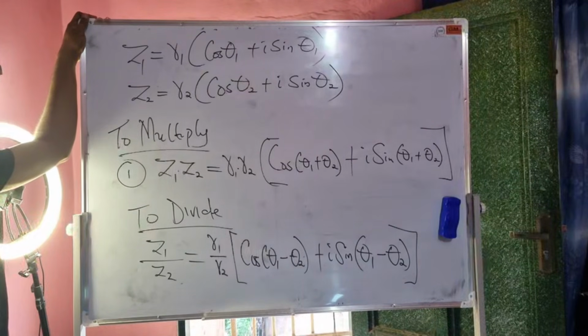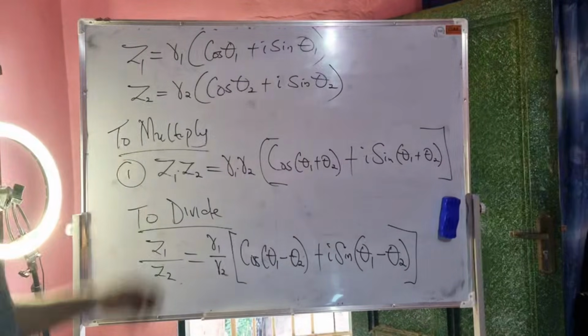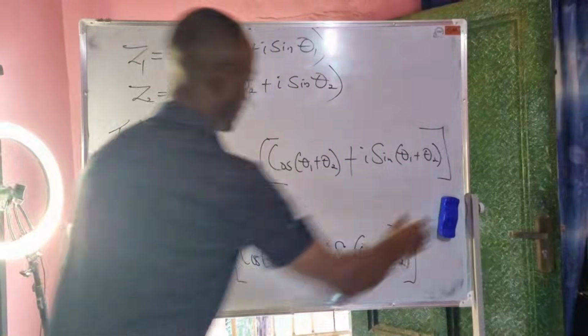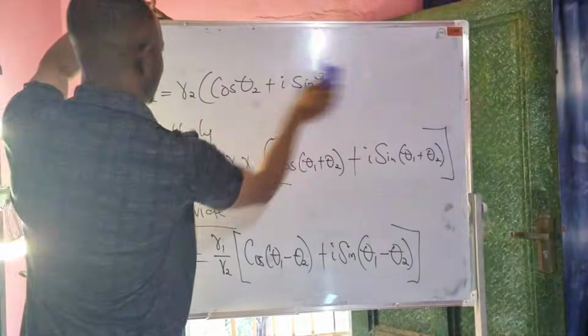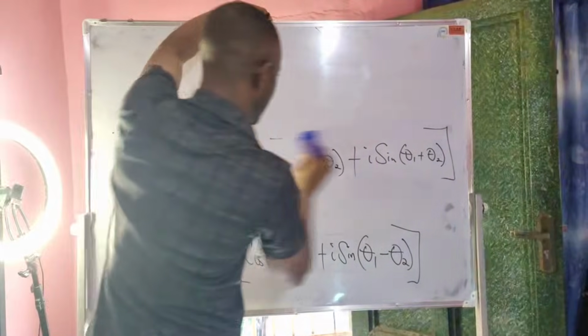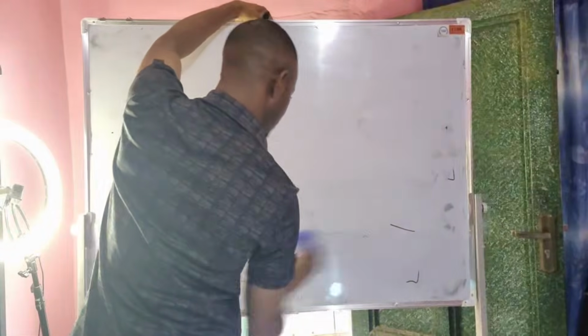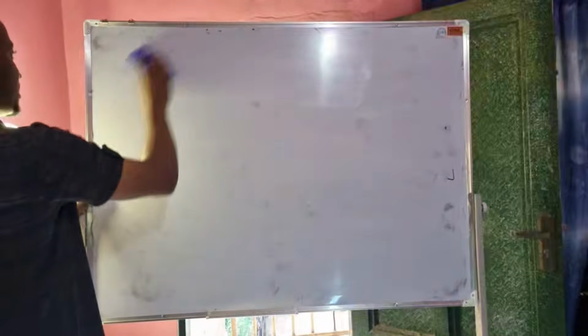Now let's look at some examples on this. How can we apply this to solve basic problems in complex numbers? For instance, let me just give an example. Then we'll move down to Moivre's theorem.